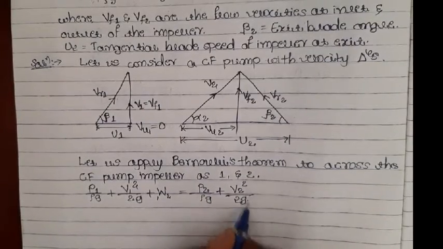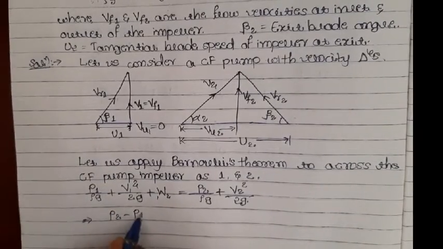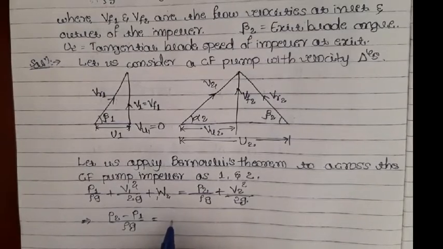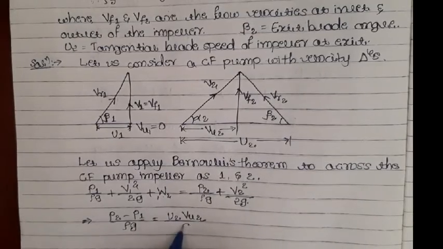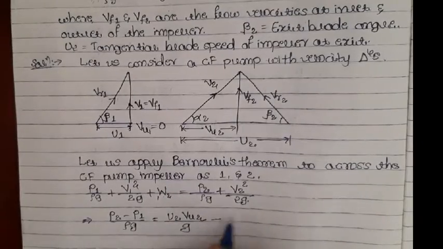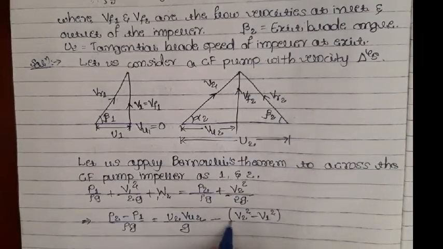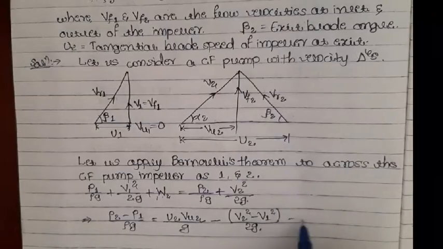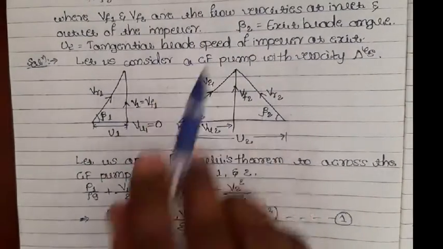Again I will directly manipulate it because we need P2 minus P1 by rho g, just like we did in the previous problem. So we already know the work done across the rotor is U2 Vu2 divided by g minus V2 square minus V1 square whole divided by 2g. Right? So let this be equation number 1. Now let us see what we are asked to prove.